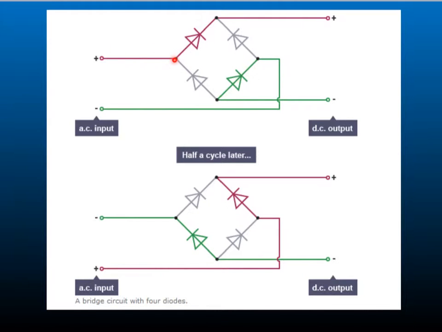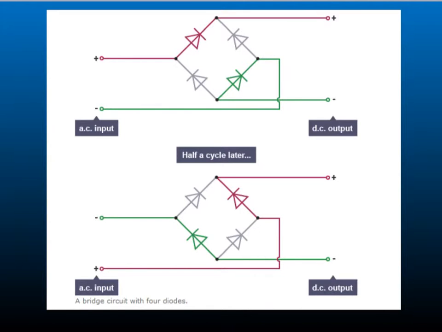None of the current can go through this diode as it's in the wrong orientation, and none of the current can go through this diode as that's in the wrong orientation as well. So the only way the current can go through here is in this direction. This gives us a positive DC output.